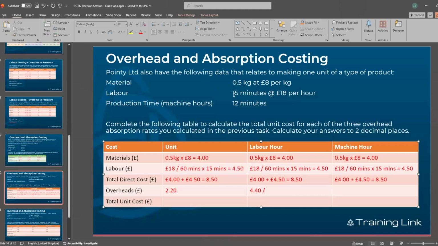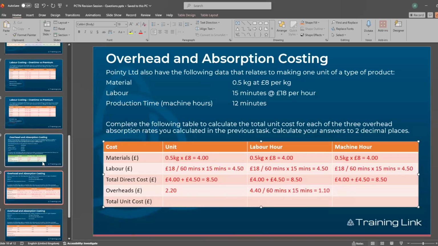So what we need to do is again proportion this down to a per unit basis. Even though we're still looking at labour hour for our overhead absorption, we're still breaking this down to a total unit cost. What we should get is £1.10, which makes sense because if it's £4.40 for an hour and we can make 4 in an hour, on a per unit basis, that's £1.10. It's a quarter of that.